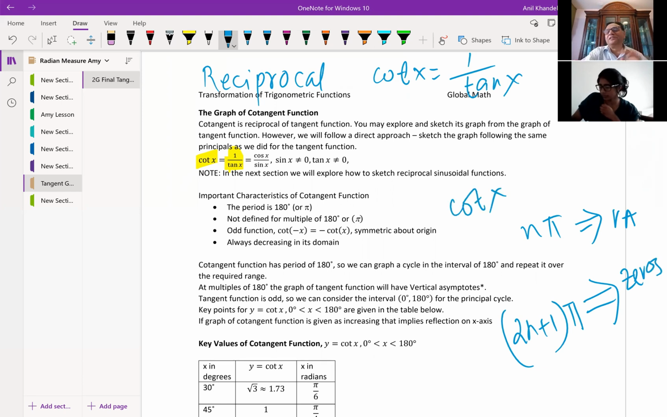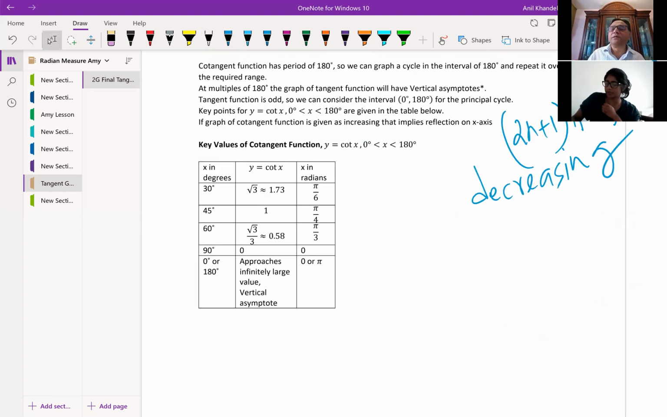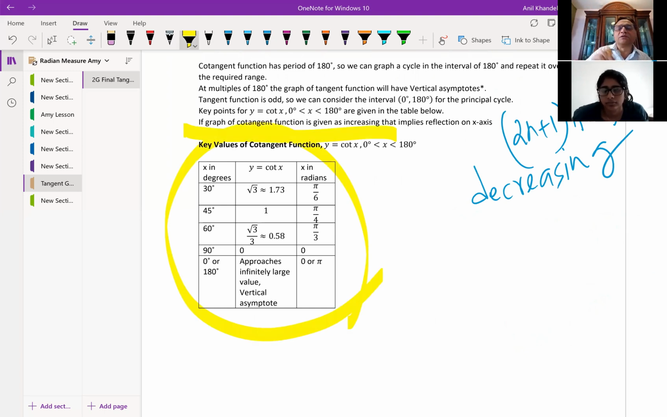Do you see how we have changed all of a sudden? This is only because tan x can't equal 0. And the graph will always be decreasing because tan was increasing. With that, you can actually sketch cotangent graphs. Do you understand? 1 over square root 3 will become square root 3, and square root 3 will become 1 over square root 3. And therefore, the key values will be as shown in this particular graph, correct?